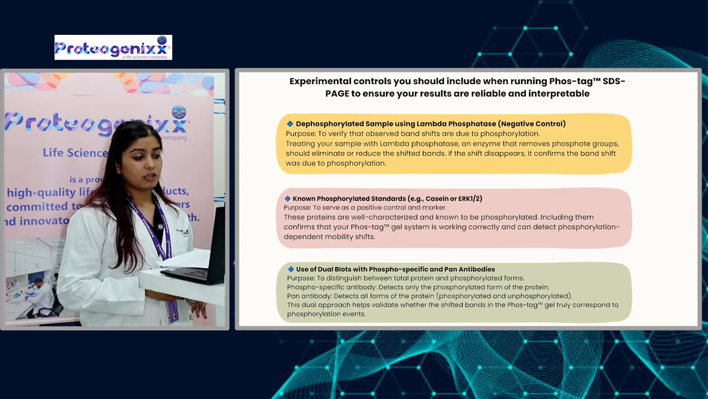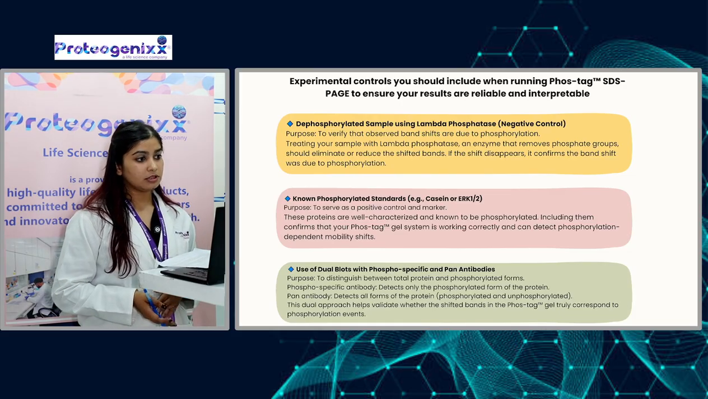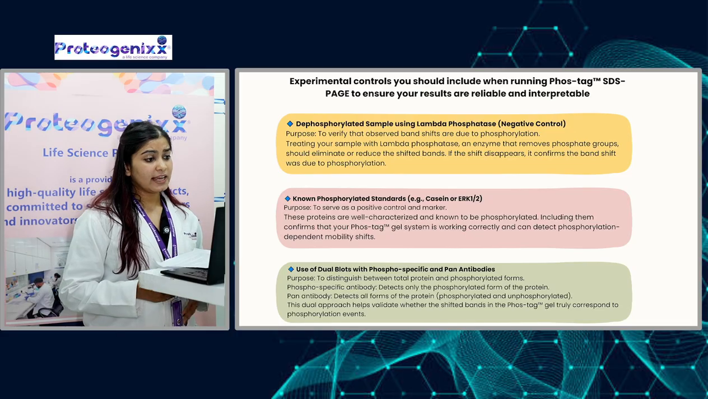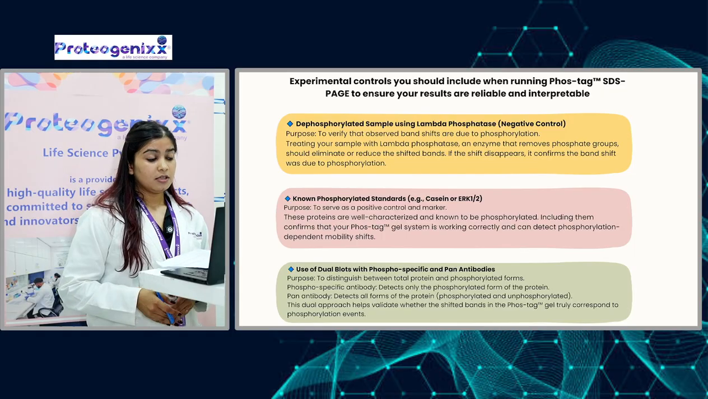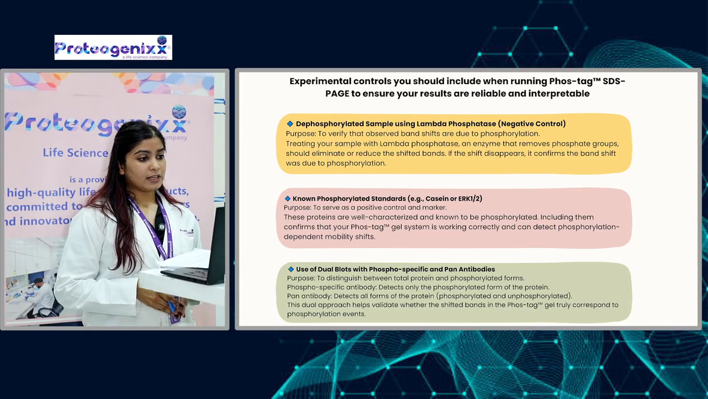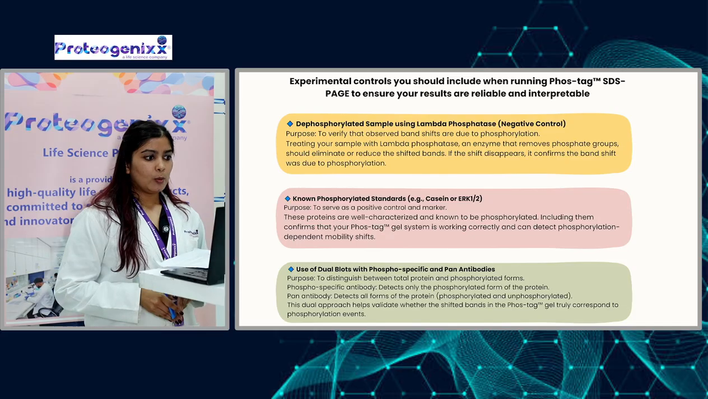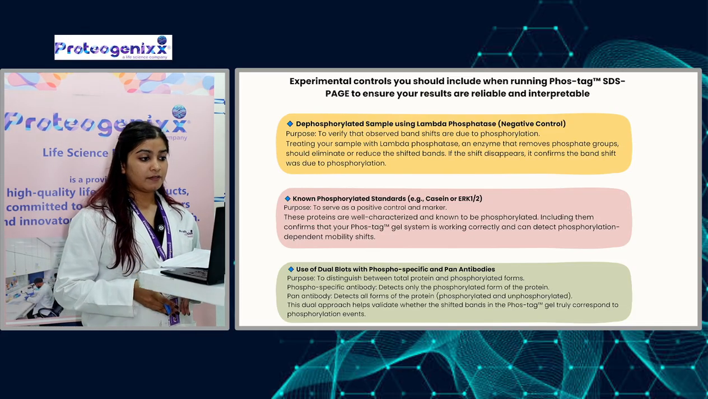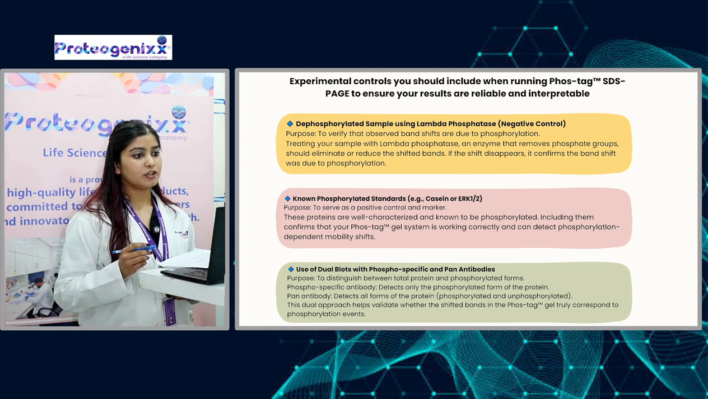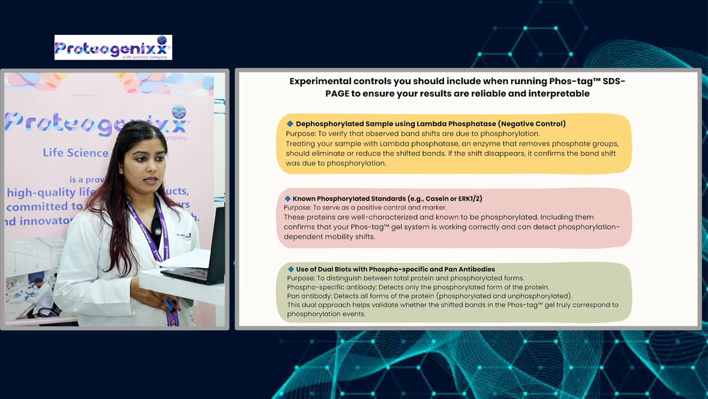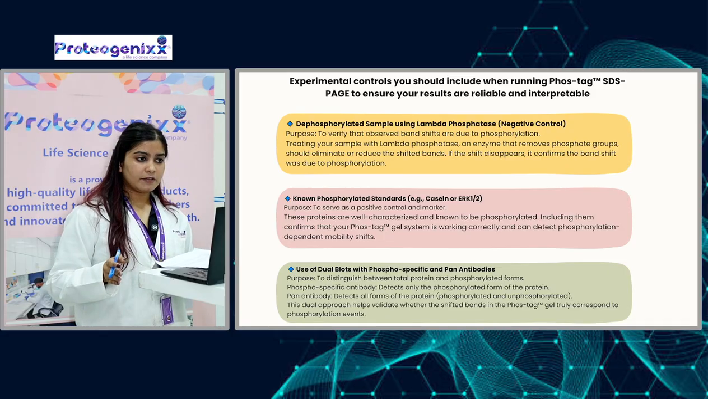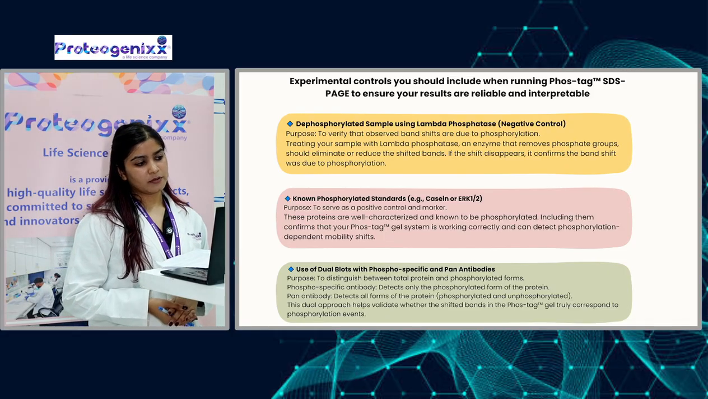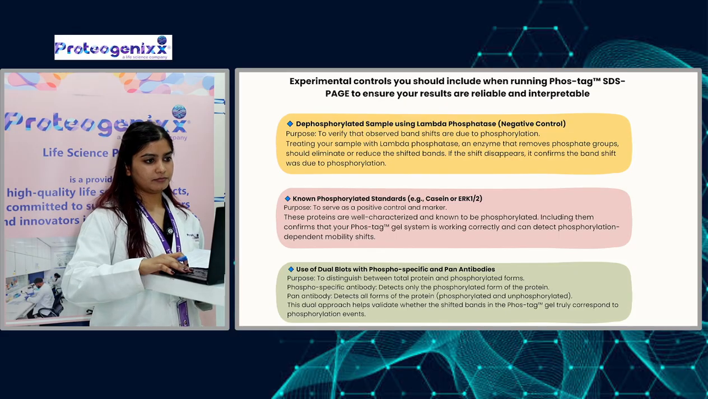So I just took you over the experimental workflow. Now I will be talking about the key experimental controls that are very important to ensure reliable results. For that, we use dephosphorylated samples using lambda phosphatase, which verifies whether the observed band shifts were due to phosphorylation. We treat the samples with lambda phosphatase, an enzyme which removes phosphate groups. So if your band disappears after the treatment, it confirms that the band shifts were due to a phosphorylation event.